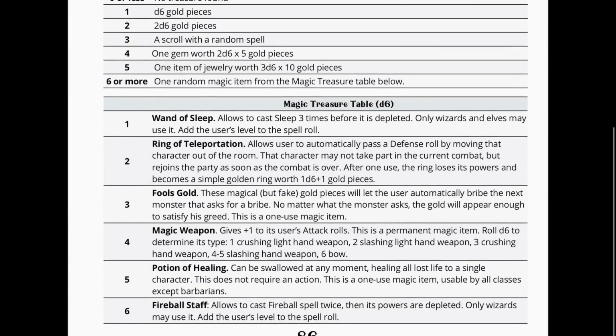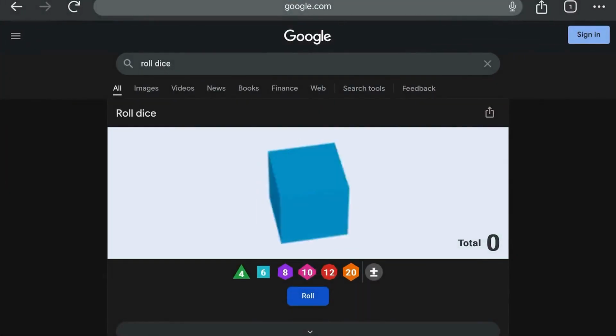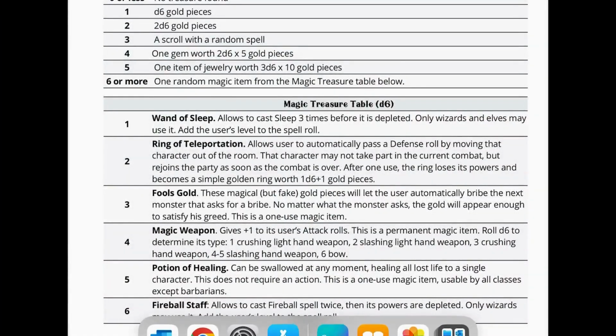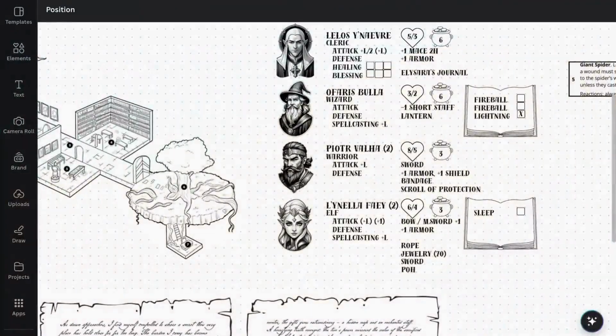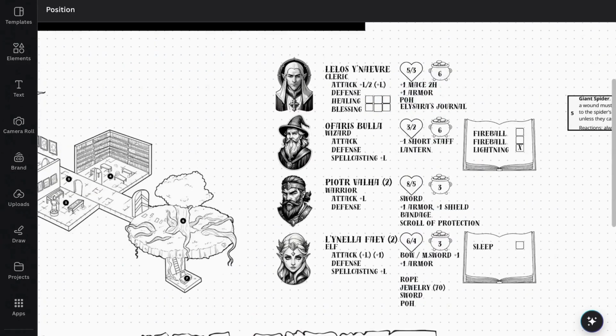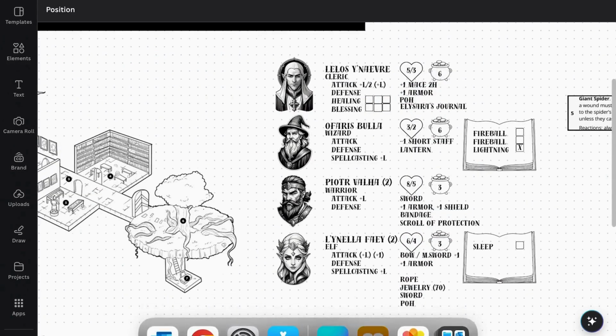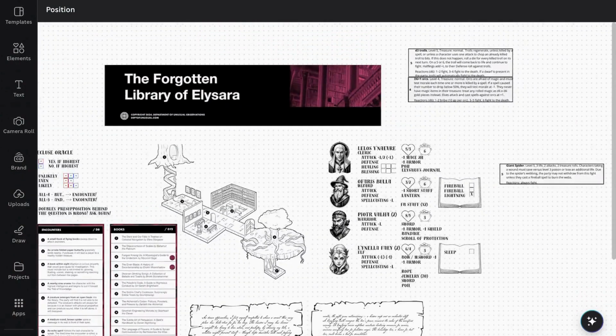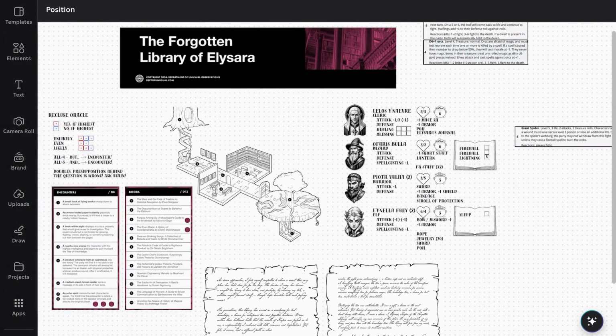Only wizards may use it. Okay, let's roll for the other magic treasure and maybe they exchange. It is number 5, which is a potion of healing. Okay, so Lelos will have the potion of healing, and Opharis will have the, what was it, fireball staff? Yeah, fireball spell twice. Okay, so here it is. And now it is time to see the result of the whole game.